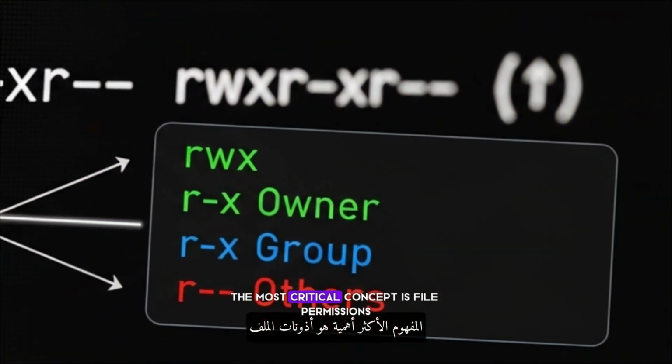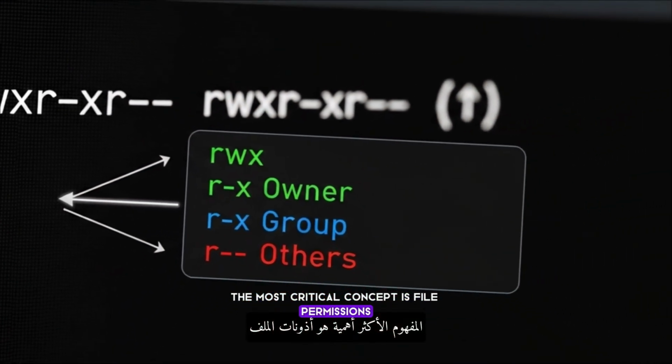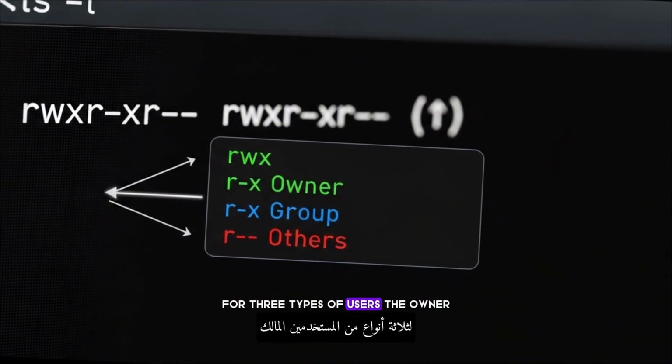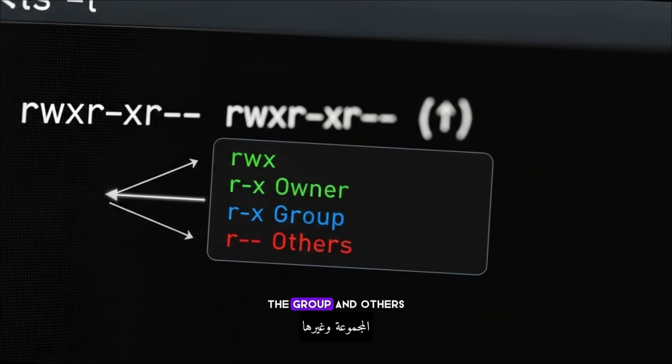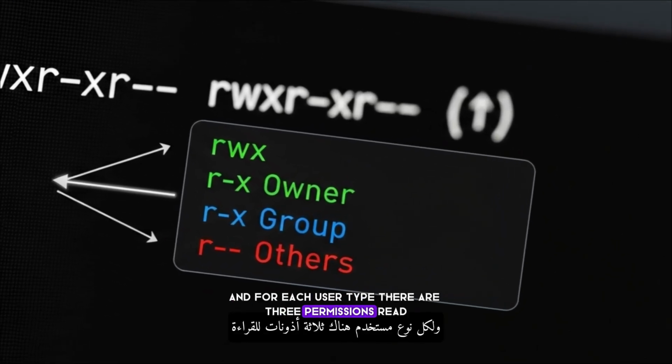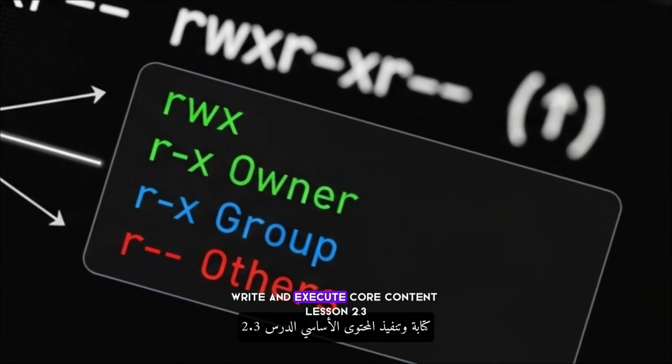The most critical concept is file permissions. Every file and directory has permissions for 3 types of users: the owner, the group, and others. And for each user type, there are 3 permissions: read, write, and execute.